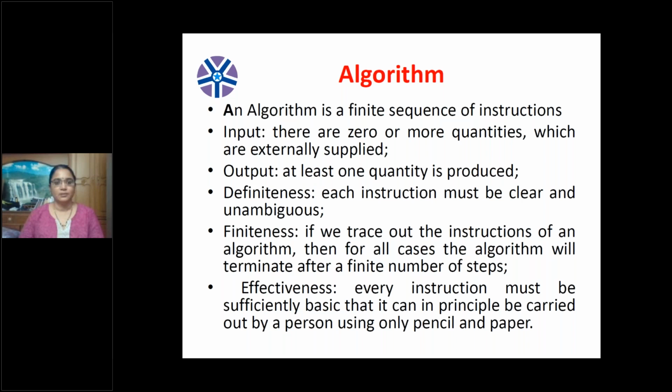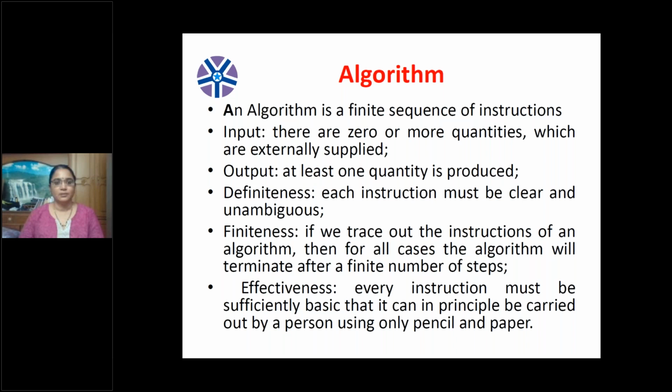Next one is definiteness. Each instruction must be clear and unambiguous. Whenever you write an algorithm, each step of the algorithm should be definite. It means there shouldn't be any ambiguity in the step. Suppose if you write 2 by 0, it gives infinity. That leads to ambiguity. You should not write those types of steps. The algorithm should be definite.